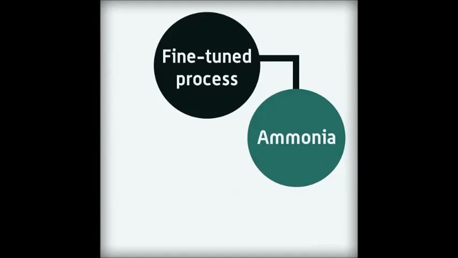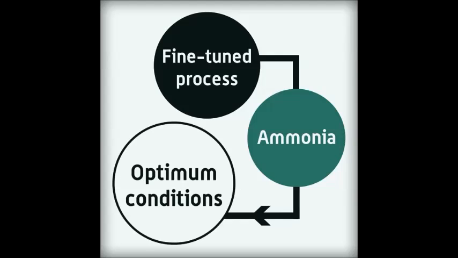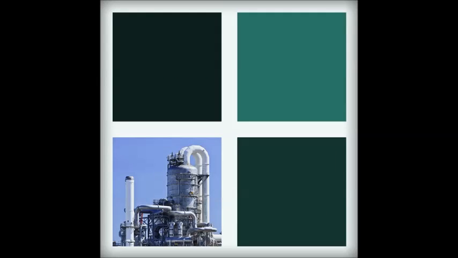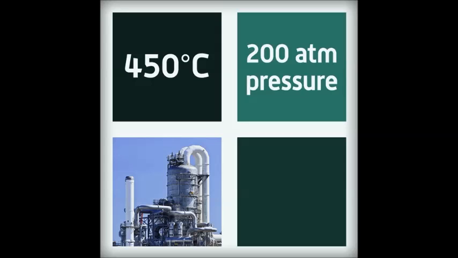Scientists have fine-tuned the process to make ammonia under the most favourable conditions, known as the optimum conditions. The industrial process of making ammonia is called the Haber process. On an industrial scale, the following reaction conditions are used: a temperature of 450 degrees Celsius, a high pressure of about 200 atmospheres, and the use of an iron catalyst.